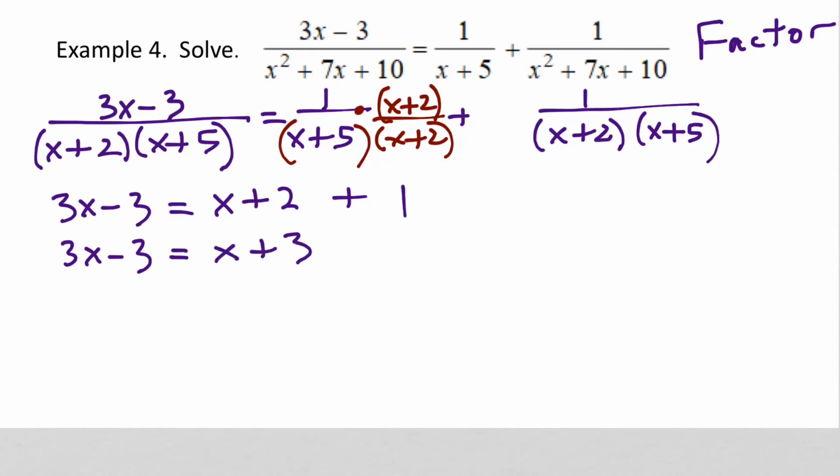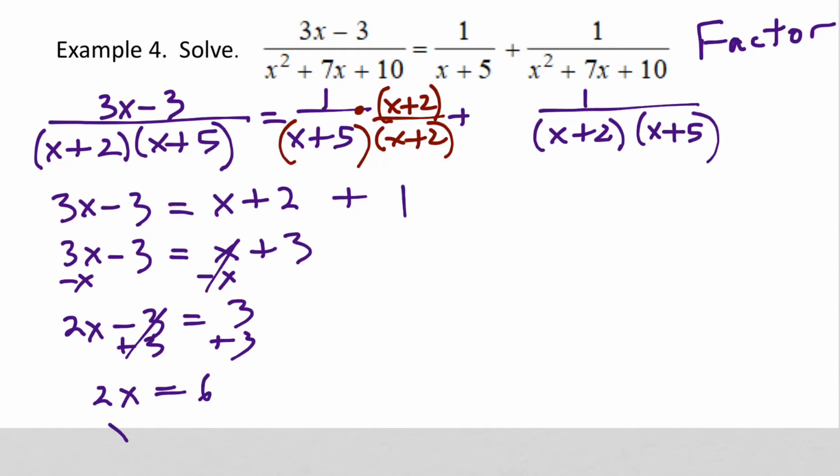So I'm going to subtract this x over to here, and I'll get 2x minus 3 is equal to 3. So add 3, I'll get 2x is equal to 6, or x is equal to 3. Okay, so now I want to go ahead and substitute it back into my original equation and see if I have a true statement. If not, I'll have no solution.